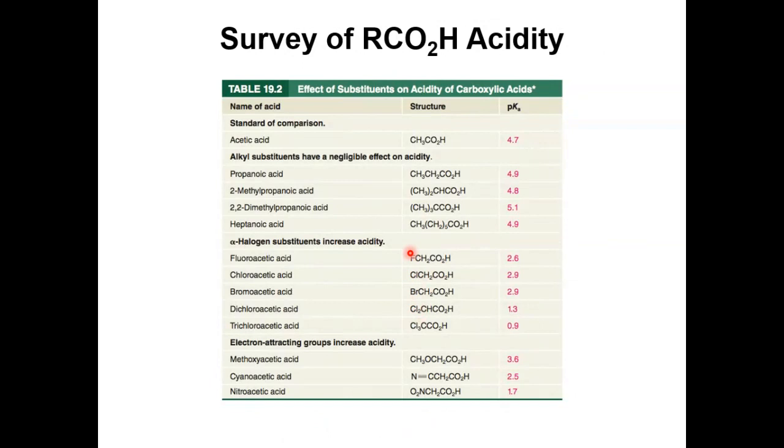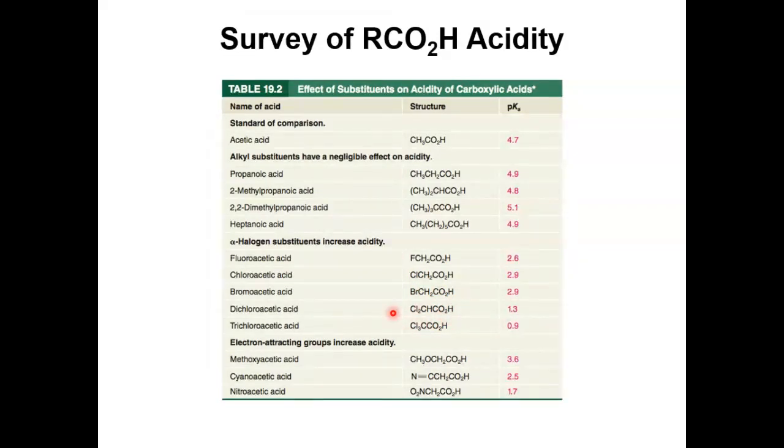Then the electron withdrawing power of the substituent also matters. You see the fluorinated version is more acidic than the chlorinated version, and the chlorinated version should be more acidic than the brominated version. Somehow the differences are probably not large enough to be seen, but if you look at pKa values with one more digit, you probably can see the chlorinated version is more acidic than the brominated version.